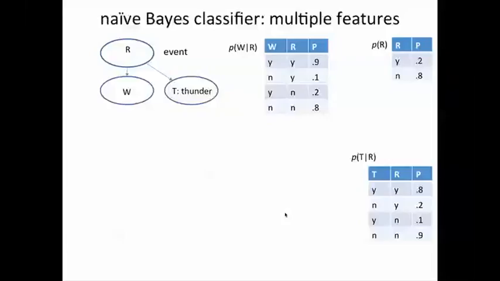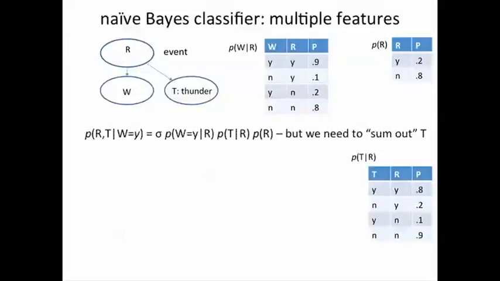Now let's see what happens when we have more than one feature, as we normally do in a Bayesian classifier. We're going to have another feature called thunder, which will say whether or not we are hearing thunder. And let's for the moment assume that we don't really know whether we've heard thunder at all. But the probability of hearing thunder, given that it's raining, is 0.8, of not hearing it is 0.2, and so on. So we have a conditional table even for this variable thunder.